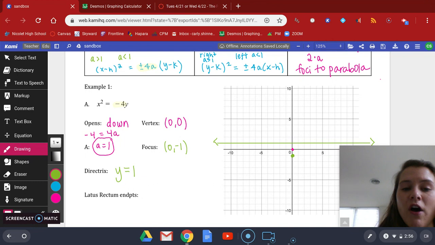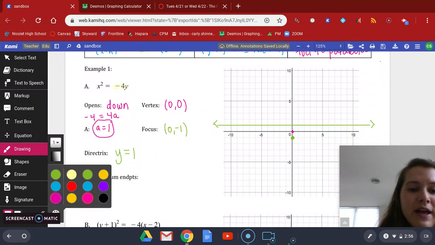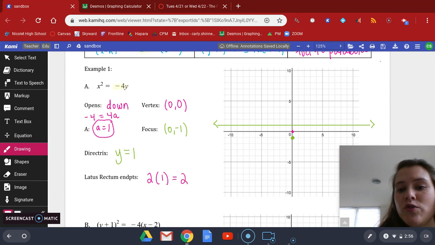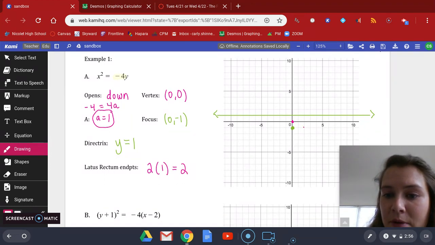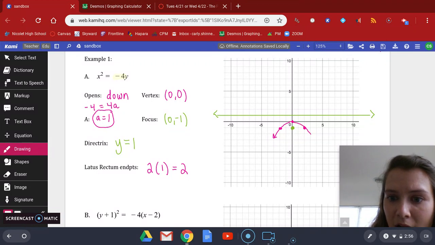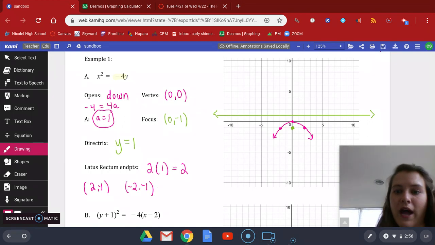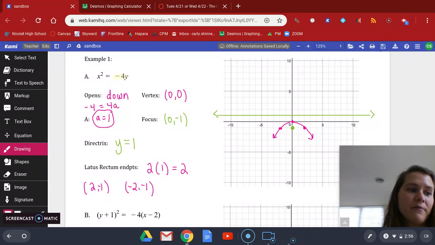And now I'm going to solve for my latus rectum. So that's going to be 2 times 1, which gives me 2. So I go to the foci, and I'm going to go out 2 units to the right and 2 units to the left. And then I'm going to connect the vertex to those endpoints. So that gives me latus rectum endpoints of (2, -1) and (-2, -1). Okay, so lots of symmetry here.